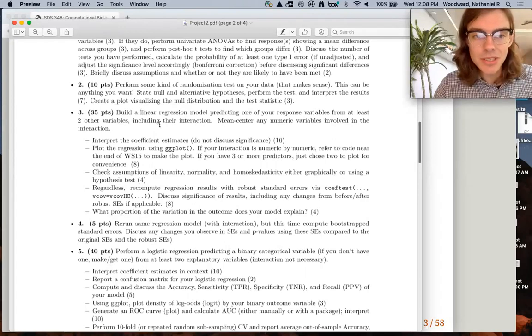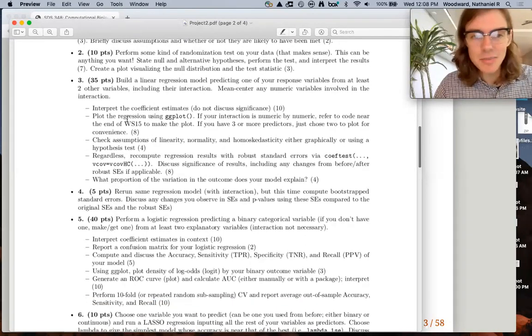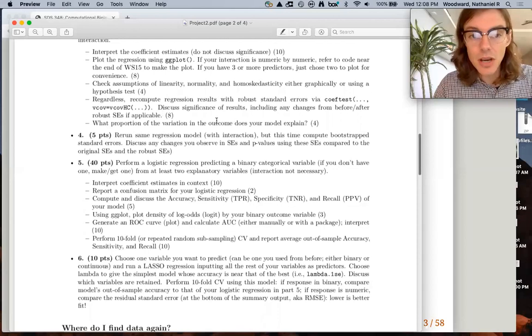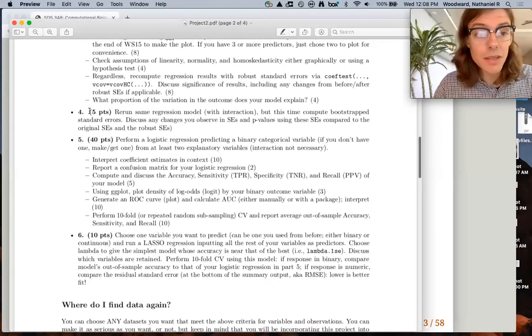Do a linear regression, interpret the coefficients, plot the regression, check the assumptions, use robust standard errors and see if that changes anything. And then talk about the R-squared. Then do the same thing, but compute bootstrap standard errors. And you can resample rows, you can resample residuals, whatever you want.